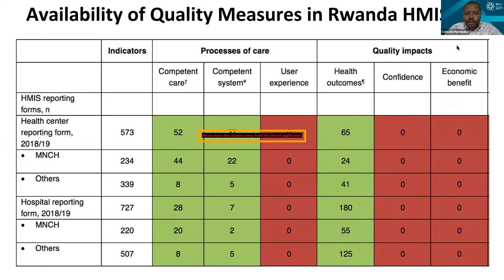When we look at quality impact, we can see that health outcomes metrics are largely captured across all levels of care. However, there are no indicators on people's confidence in the healthcare system nor economic benefits. Next slide, please.